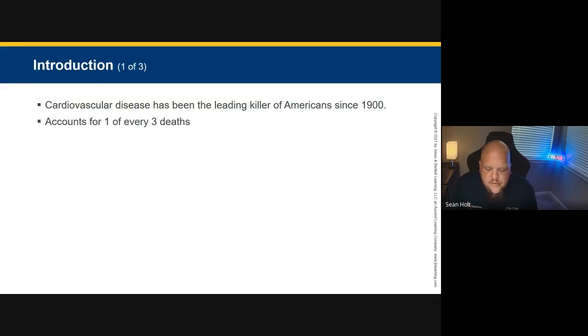So cardiovascular disease has been the leading killer of Americans since 1900. It accounts for 1 of every 3 deaths. Okay, so that's a third of the deaths out there. Okay, cardiovascular disease is a big killer, a big cause of death in adults and the elderly, okay, that have heart disease especially.